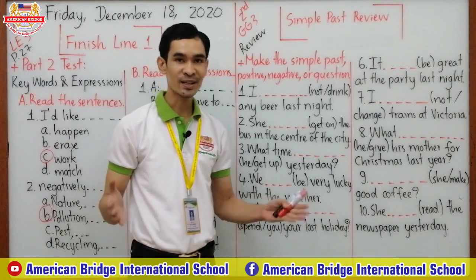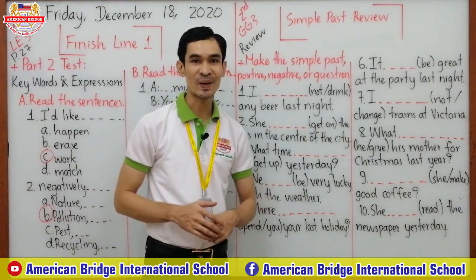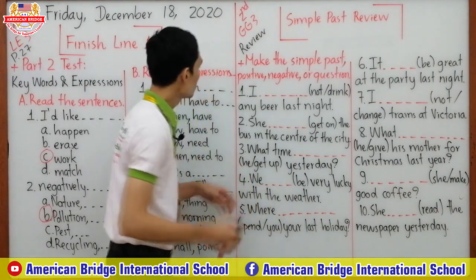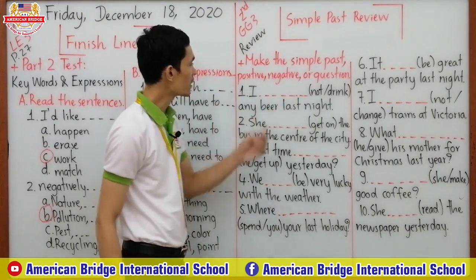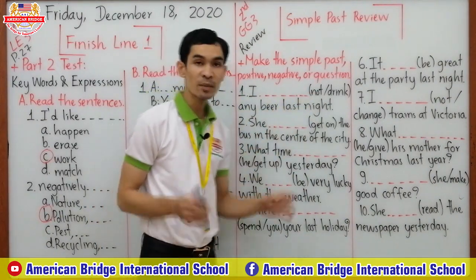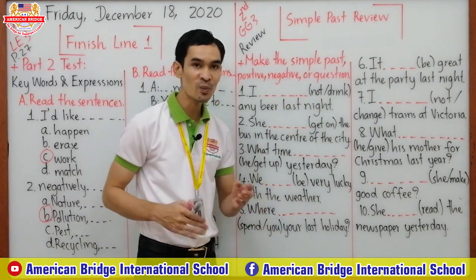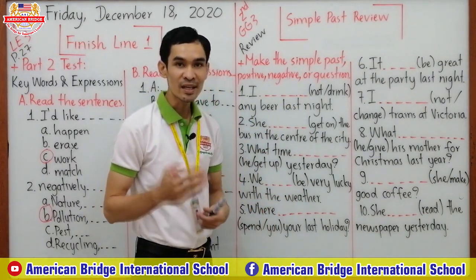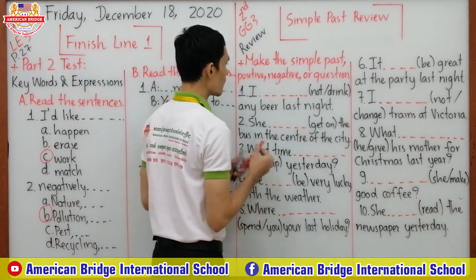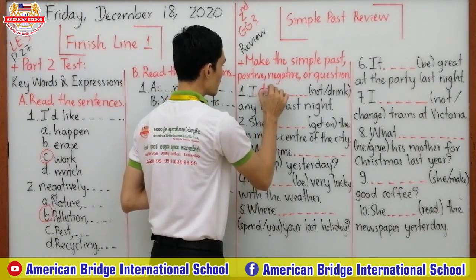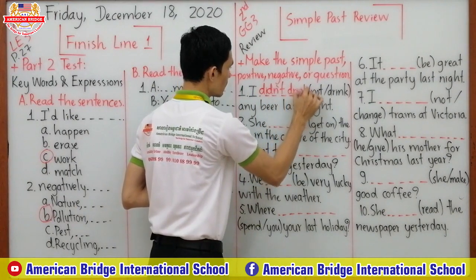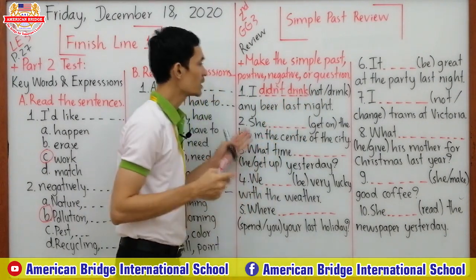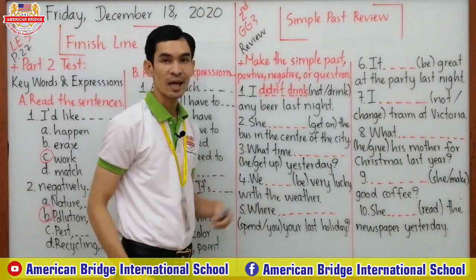Finished? Very good. Okay, so now let's check your answer with me, everyone. Number 1, I blank not drink any beer last night. So not, it must be negative, right? So how do you make negative, everyone? Didn't, right? So this one you must say didn't drink. I didn't drink any beer last night.